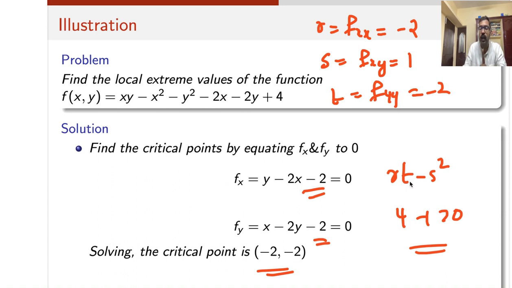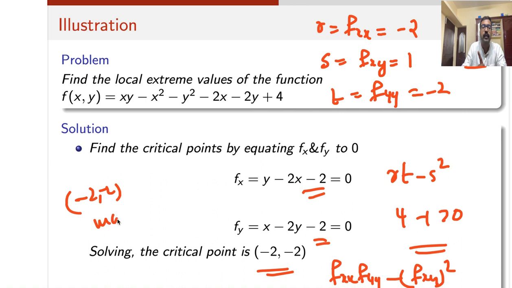I hope it is clear. Find the second derivatives, then form the formula: fxx fyy minus fxy the whole square. That is your rt minus s square. When you do that, you get 4 minus 1, which is 3, which is greater than 0. So there can be a maxima or minima. Now is it maxima or minima? It is a maxima because your r, which is minus 2, is less than 0. Therefore minus 2 is actually a maximum point.